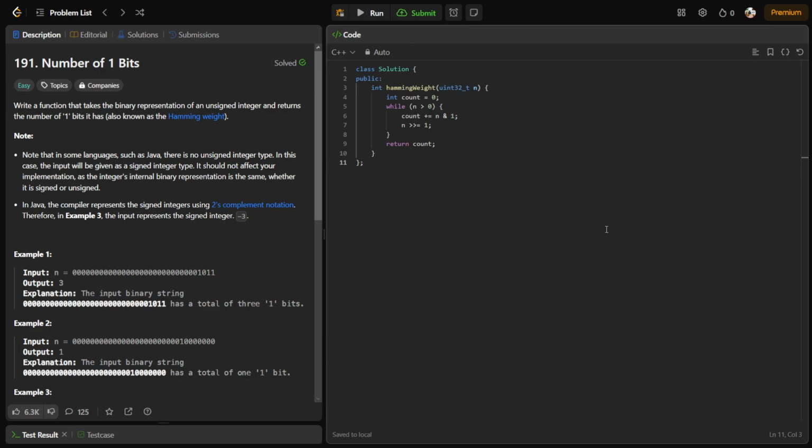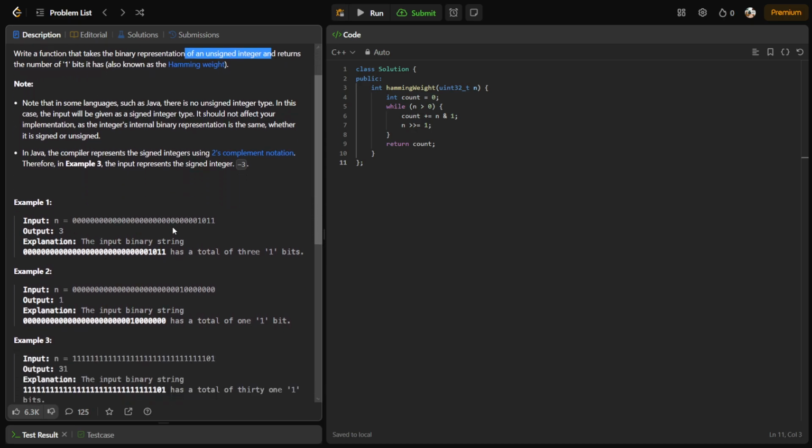LeetCode problem number 191, Number of 1 Bits. This problem gives us an unsigned integer, and the goal is to return the number of 1 bits it has in the integer. For example, we have this long integer, so there are only 3 ones.